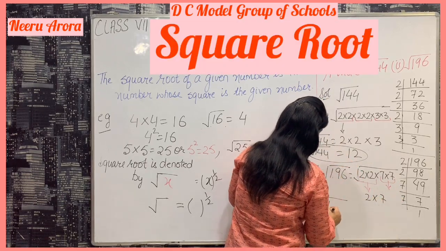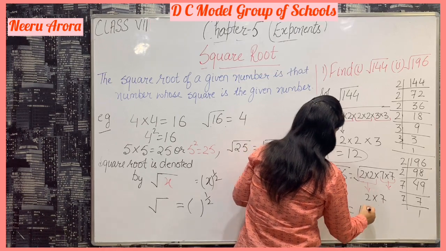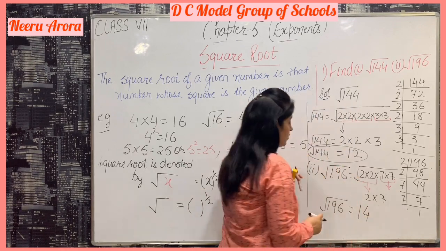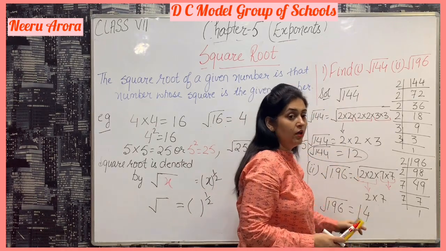So we can say the square root of 196 is 14. What is the square root of 196? 2 7s are 14.